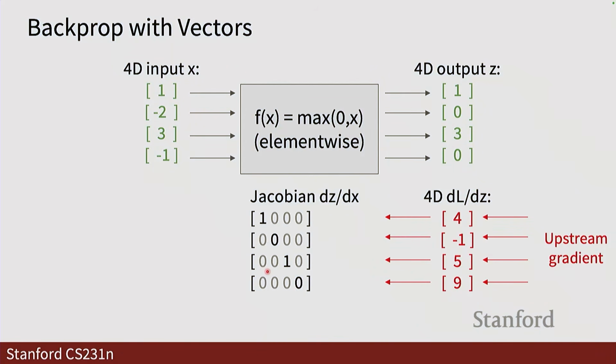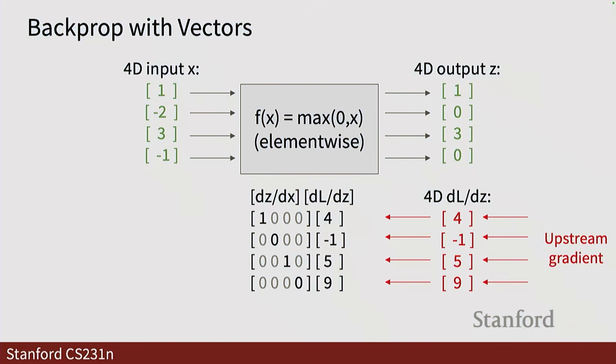And this Jacobian matrix, in this case, because this is an element-wise operation, doesn't have any dependence on any of the other inputs, only on the value itself. So this is a very sparse matrix, with values only on the main diagonal. And those values are either 0 or 1, depending on whether the max actually took the value, or the 0 was put in its place.